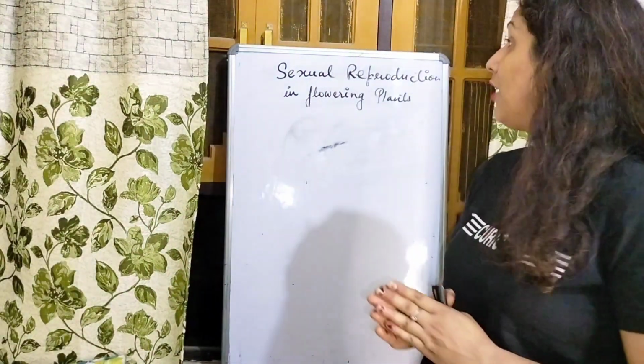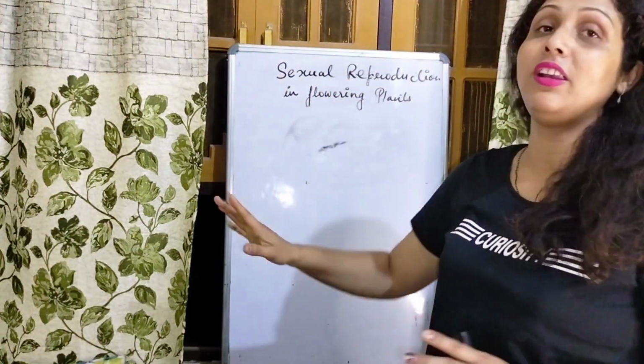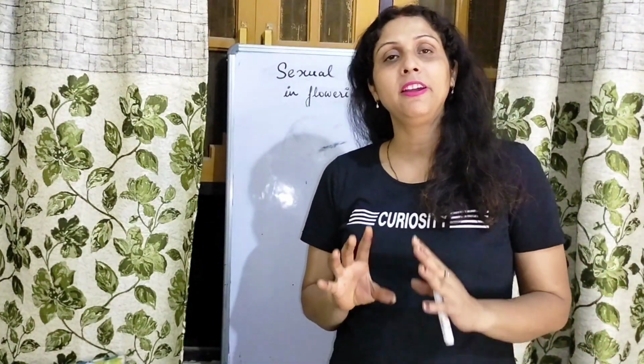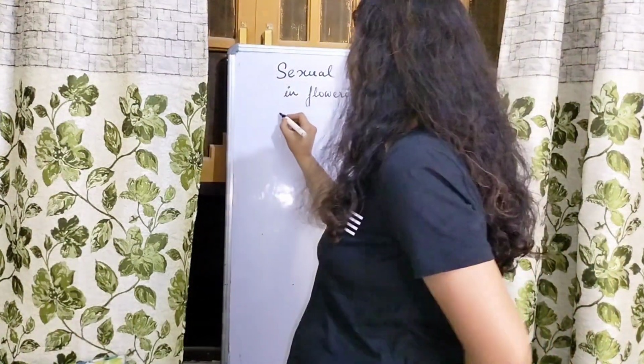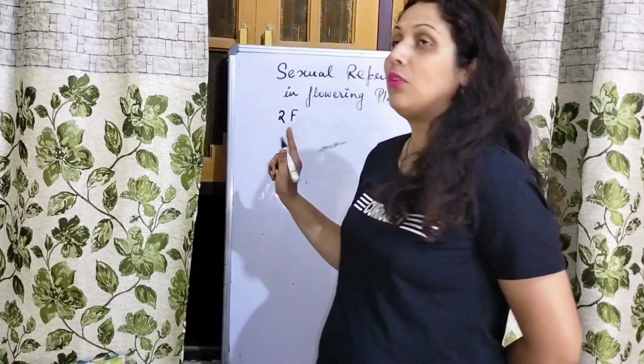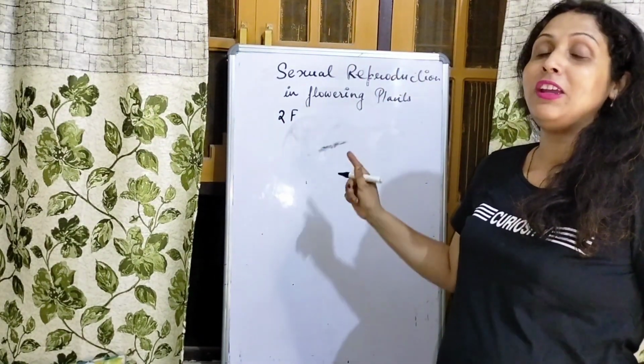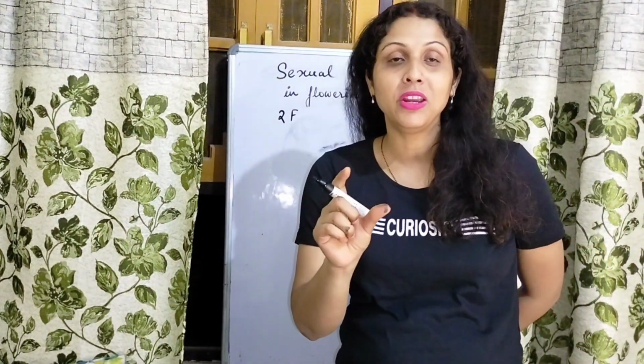In this chapter we have to discuss what the sex organ is, what the name of the gamete they produce is, and the place where this gamete is produced. We will discuss all the topics in detail, but first of all we have to explain what sexual reproduction is. We can simply define sexual reproduction by 2F. What is the meaning of 2F? It means there is formation and fusion of gametes.